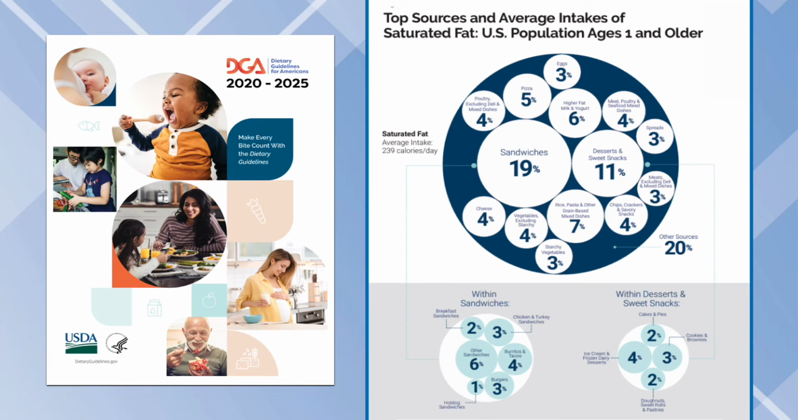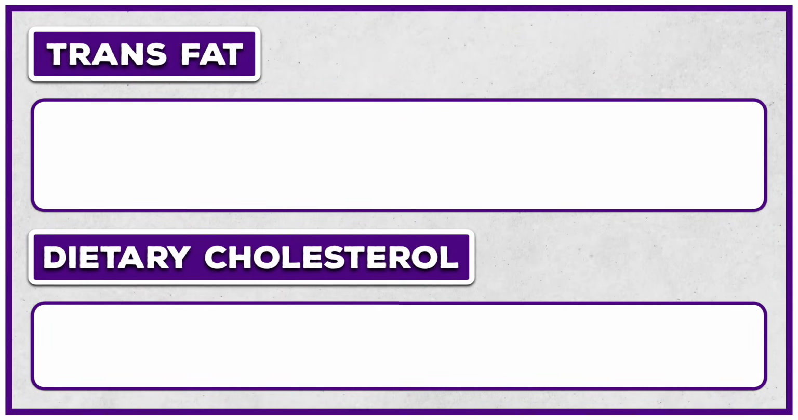Sandwiches account for the largest proportion at 19%. That category includes breakfast sandwiches, cold-cut sandwiches, burritos and tacos, hot dogs, and hamburgers. The other top contributor is dessert foods, which includes cakes and pies, ice cream, cookies and brownies, and donuts and pastries. So, saturated fat is the common target for nutrition recommendations.